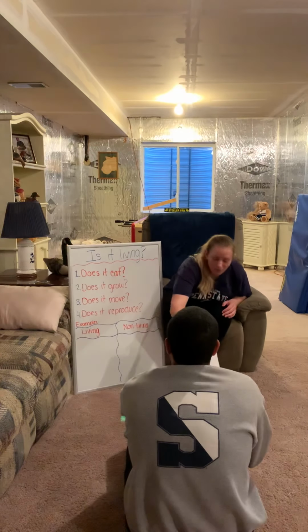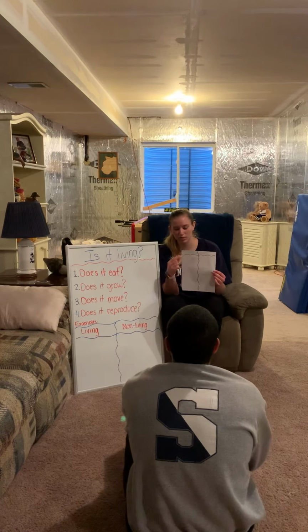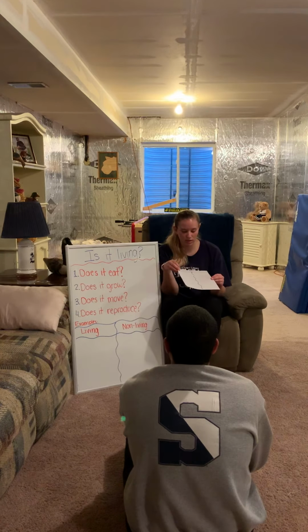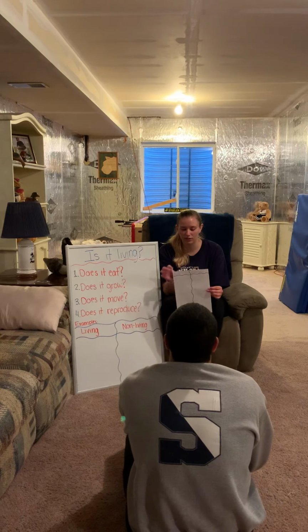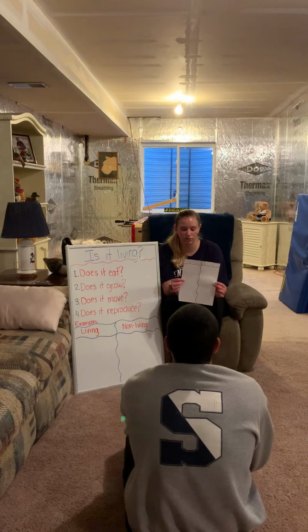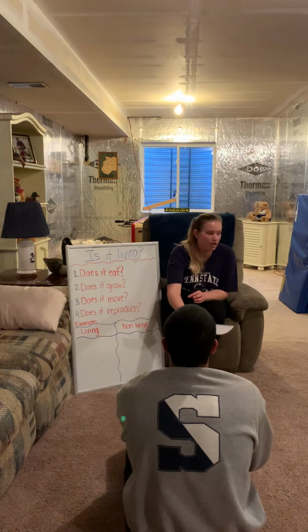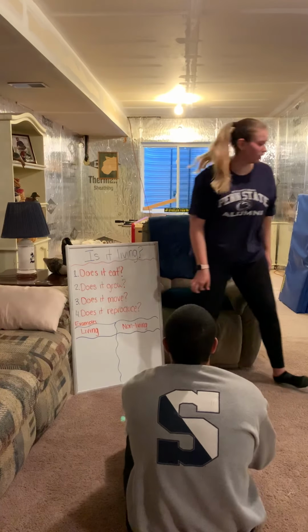Now that we know that we have to ask these 4 questions, I'd like you to take your piece of paper that's separated into 2 columns, living and non-living, and go around the house and look outside too and find things that are living and non-living and draw a little picture of each thing in the column. But before you do that, let's come up with a few examples together on living and non-living things.